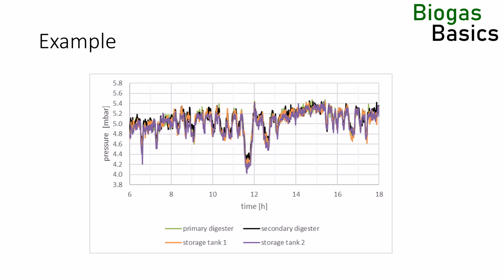This is the headspace pressure of all four tanks. The pressure in the primary digester with the concrete roof is the green line. We can barely see any pressure differences. The pressure in all tanks is more or less the same. The baseline fluctuates, but the pressure difference between the tanks is less than half a millibar.